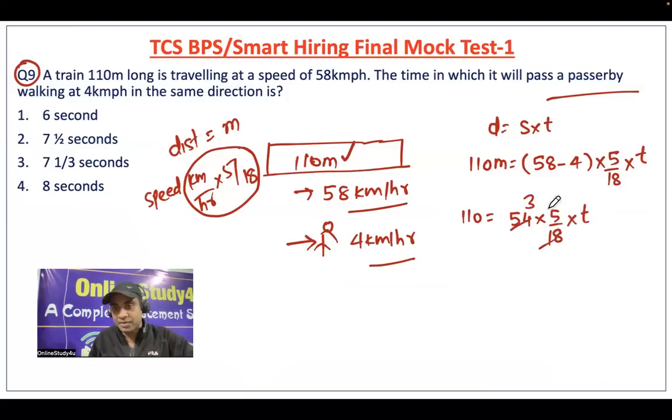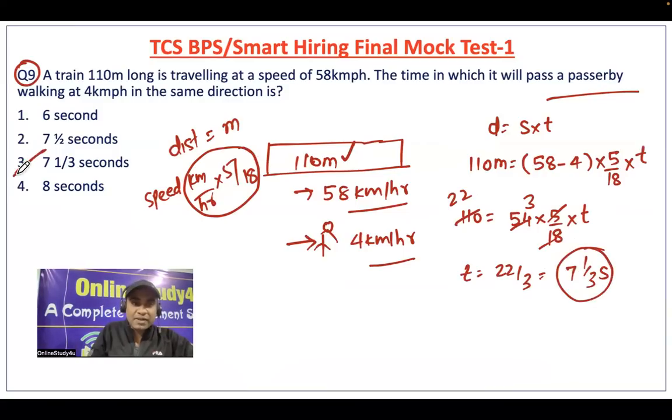So this is 3 times, and 5 times. So t will be 22 by 3, that is 7 1 by 3 seconds. That means option 3 will become the correct answer for question number 9.